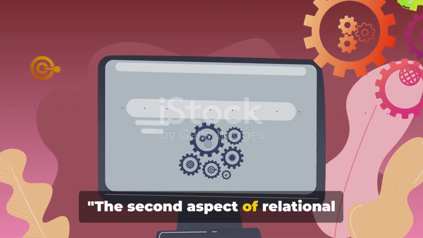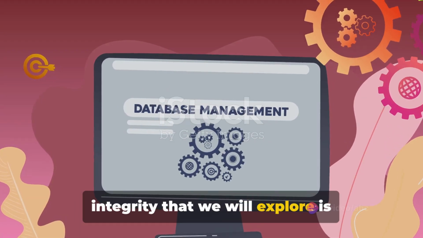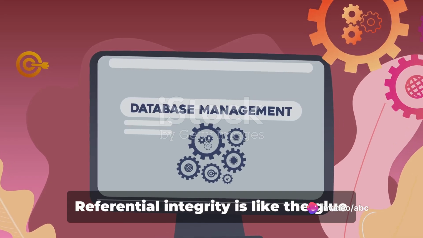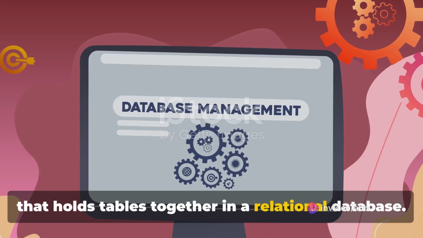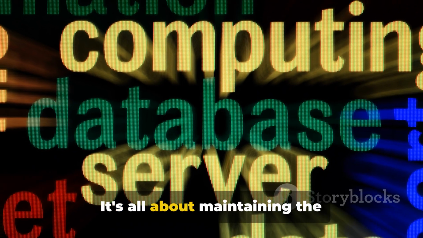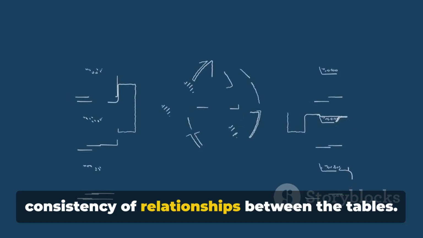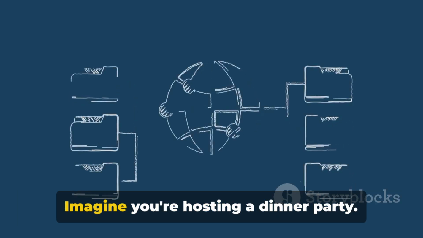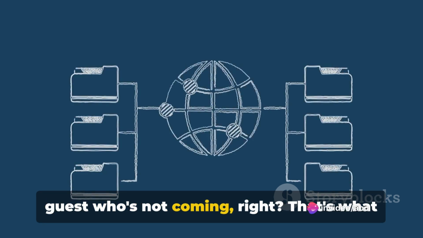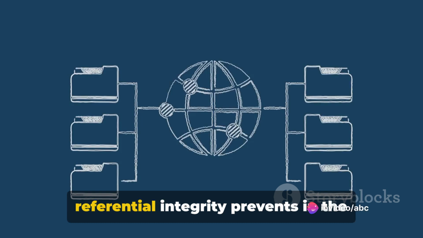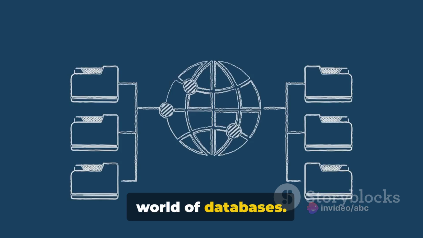The second aspect of relational integrity that we will explore is referential integrity. Referential integrity is like the glue that holds tables together in a relational database. It's all about maintaining the consistency of relationships between the tables. Imagine you're hosting a dinner party. You wouldn't want to set a place for a guest who's not coming, right? That's what referential integrity prevents in the world of databases.